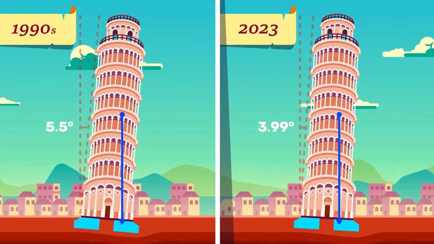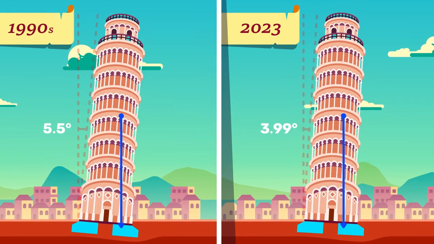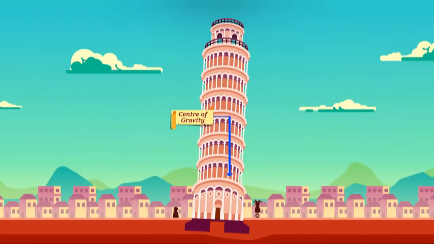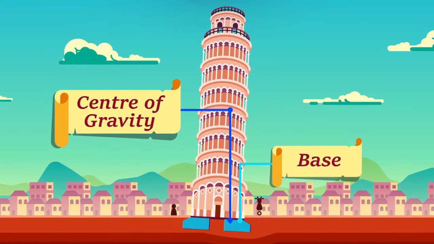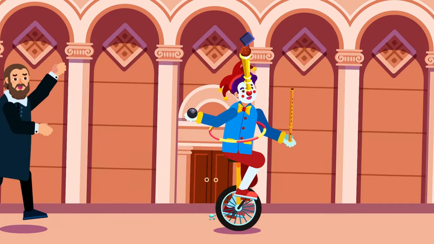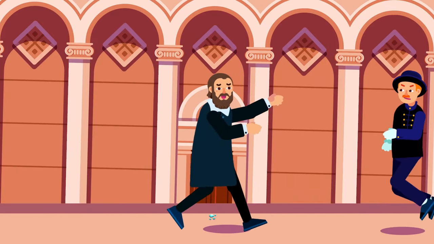The center of gravity of the tower today doesn't differ much compared to where it was 30 years ago, because the vertical line passing through this center point is always kept within the base to stop the tower from falling over. This is what makes the Pisa Tower among the wonders of the world.